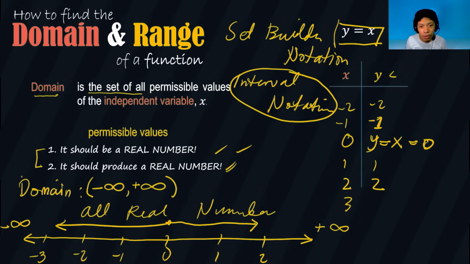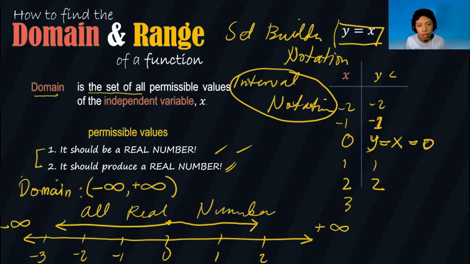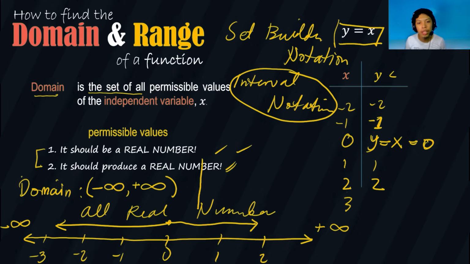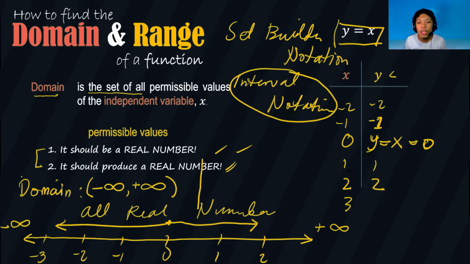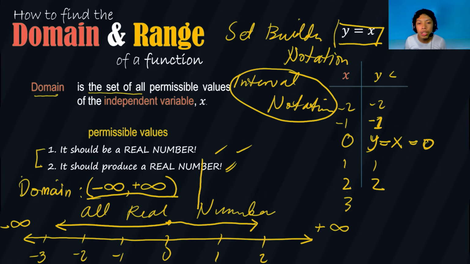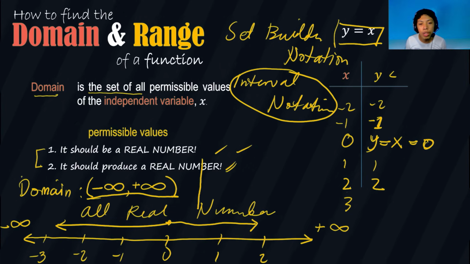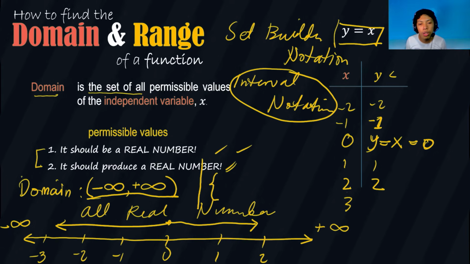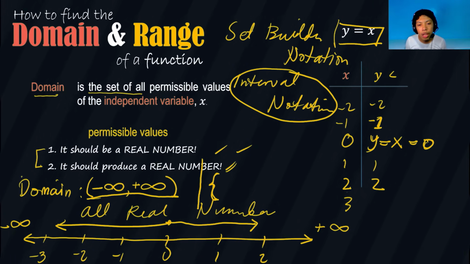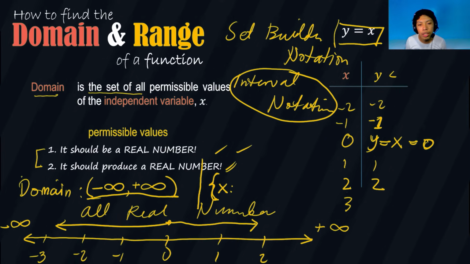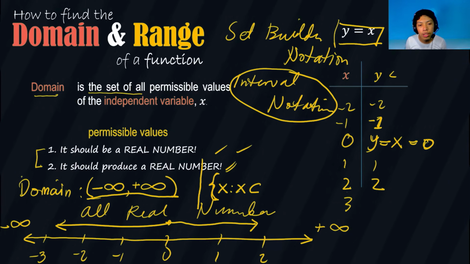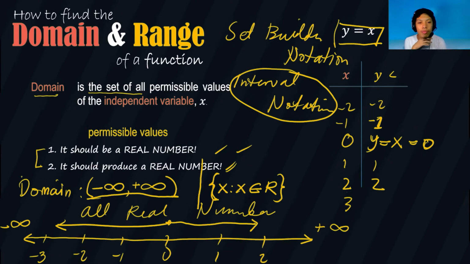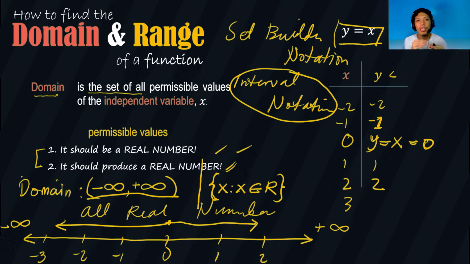Or in set builder notation, okay? In set builder notation, let me just put a line here indicating that. This one is the interval notation. Set builder notation naman, you could write it like this. Okay, of course, with this bracket, x such that x is a real number. That's it. X such that x is a real number.